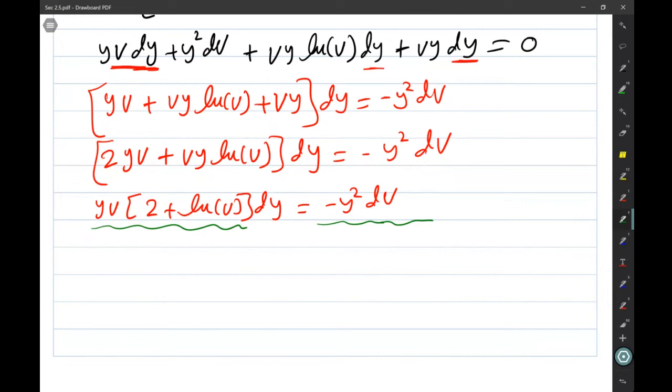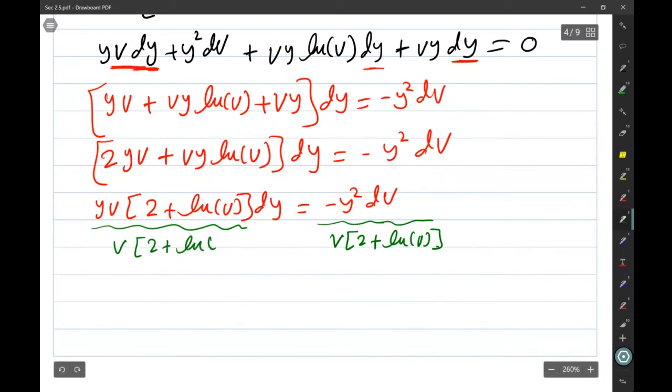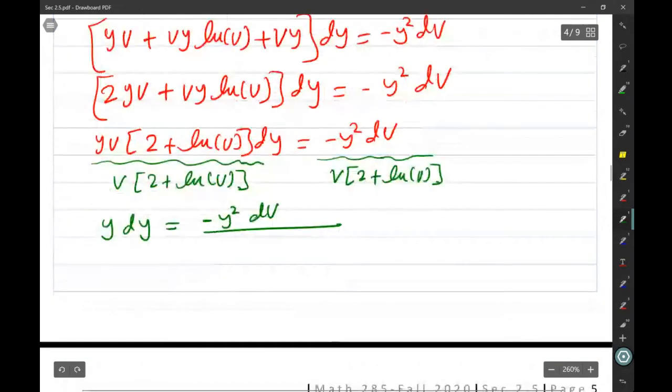Divide this one on the right hand side by V times 2 plus ln LV. So you will get here dy equal to minus y squared dv divided by v times 2 plus ln LV.